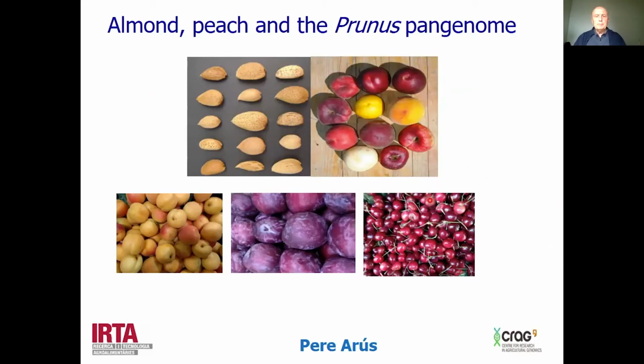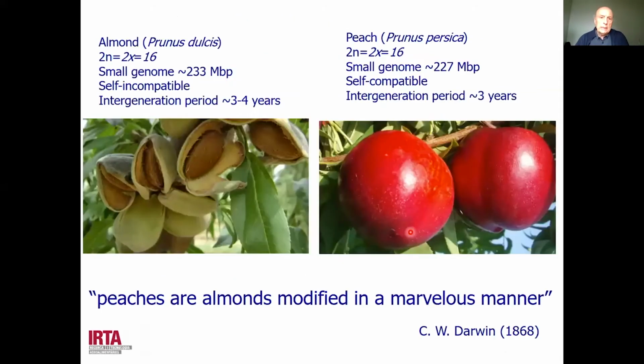Yes. Great. So I'm going to talk about peach and almond and Prunus. And Prunus includes several species that are worth mentioning because they are important crops: almonds, peaches, apricots, plums, and cherries. And I'm going to talk mainly about almonds and peaches.